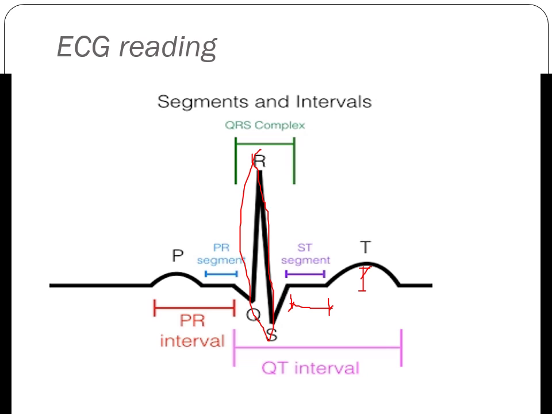Next and lastly, the T wave. This represents the repolarization of the ventricles. It is generally upright in all electrodes except aVR and V1. These are types of electrodes.